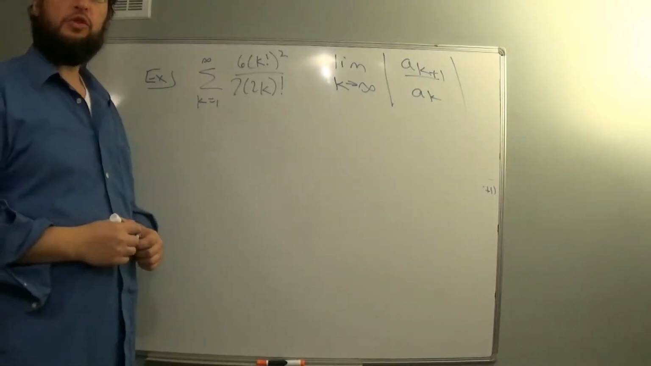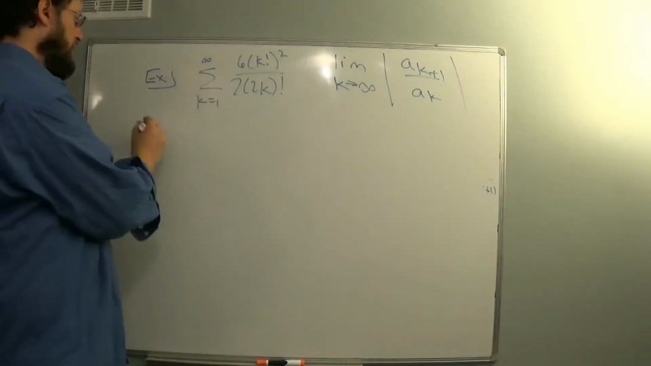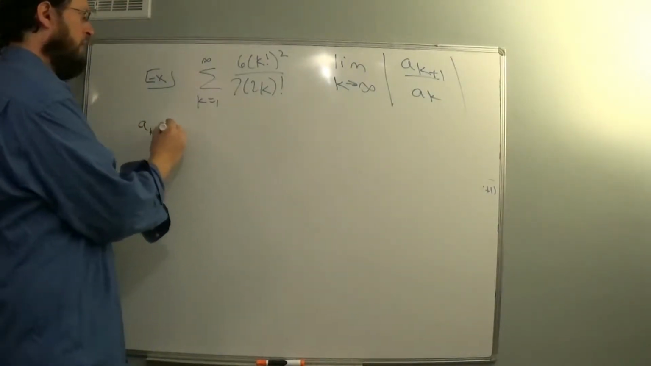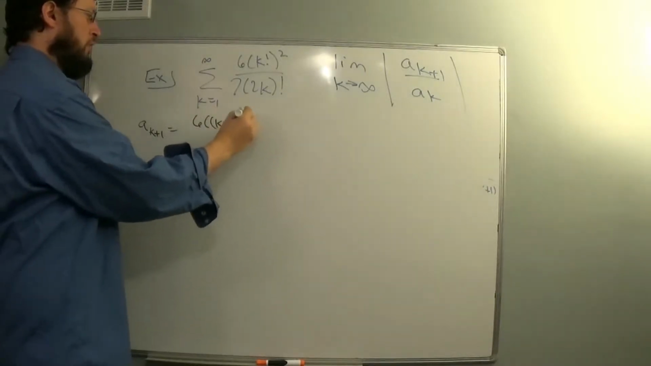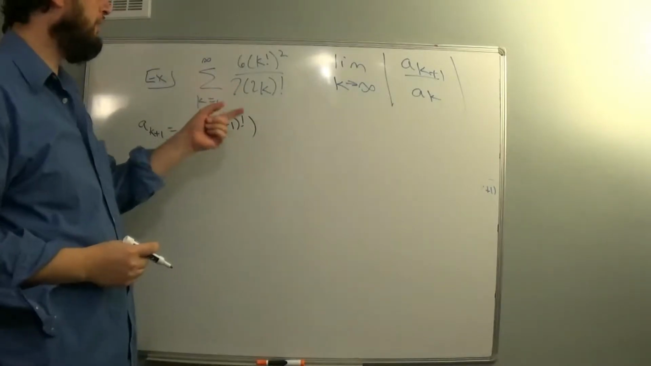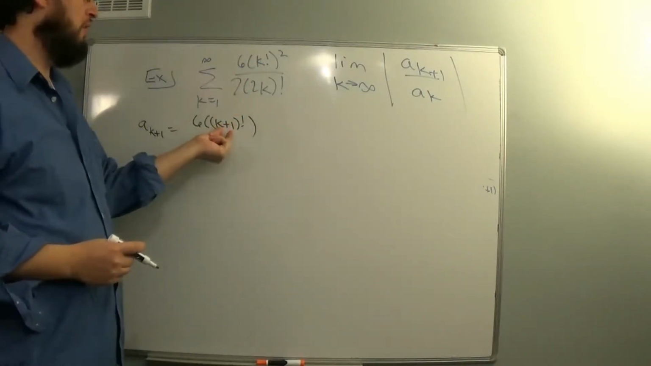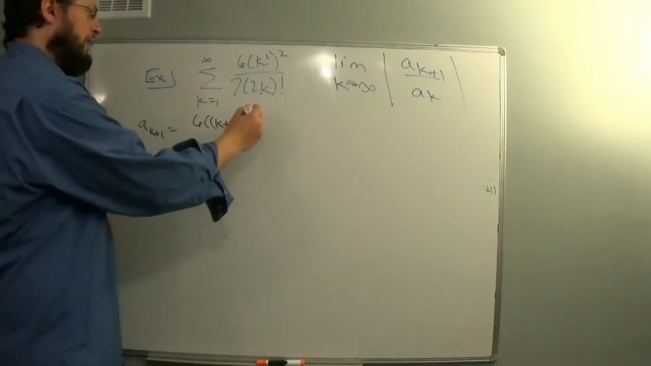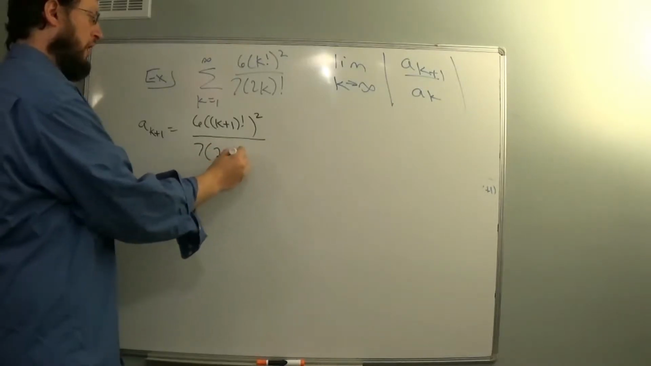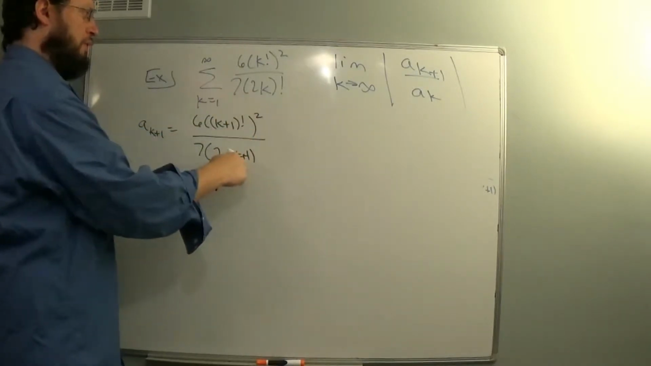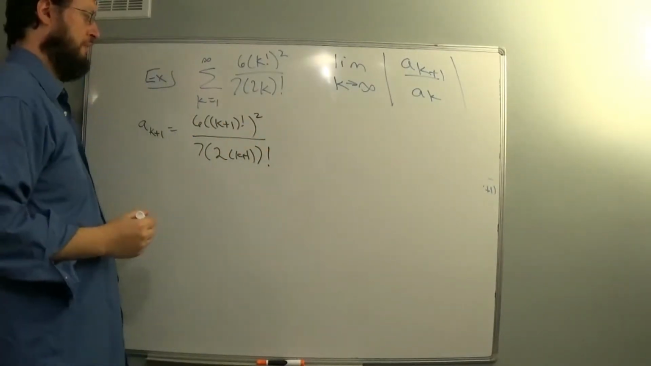Let's apply the ratio test to determine if this series converges or diverges. So a_{k+1} will be (6(k+1))! When we're dealing with factorials, you need to be very careful about your parentheses. We're replacing k by k+1, and then the factorial is still outside of that, and then squared. 7 to the (2(k+1)), k becomes k+1. Then we end the parentheses for the 2k, and then factorial.